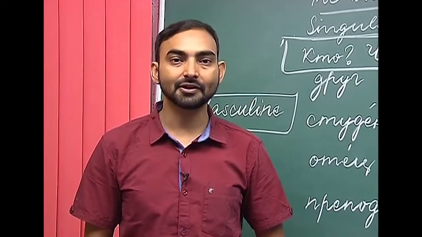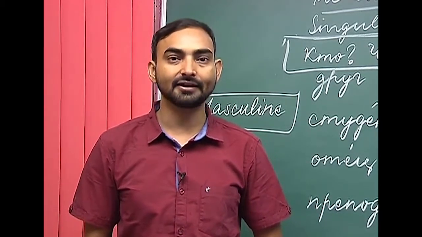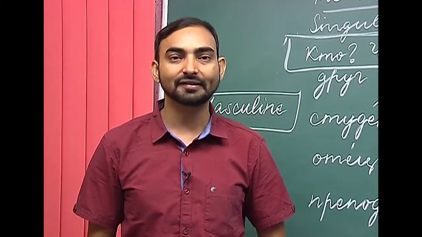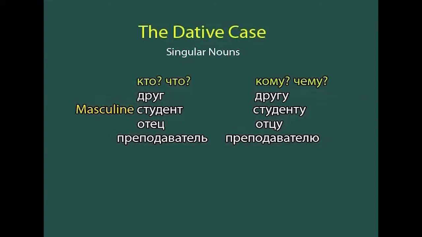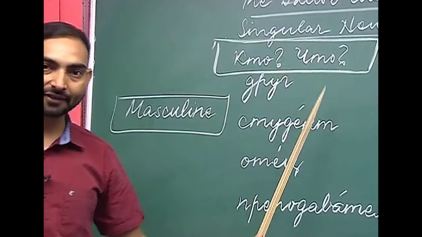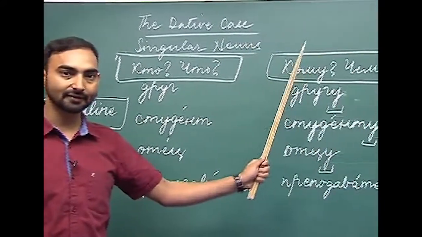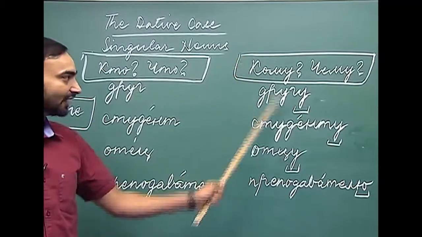We have discussed the uses of the dative case of nouns. Let us discuss the declension of singular nouns in the dative case. So how do singular nouns decline in the dative case? For this purpose I have written the nominative case forms in the first column and their dative case counterparts in the second one. So how do nouns change in the dative case?